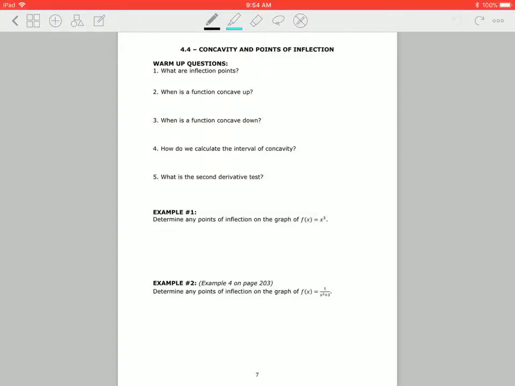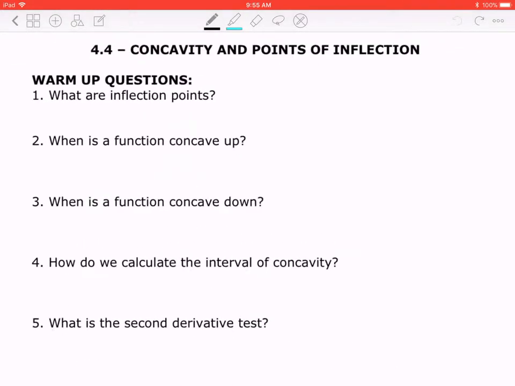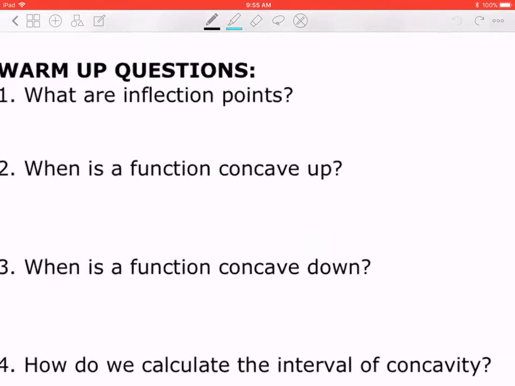Hi everyone, this is the video lesson for 4.4 Concavity and Points of Inflection Part 1. Let's take a look at the warm-up. Number 1, what are inflection points?